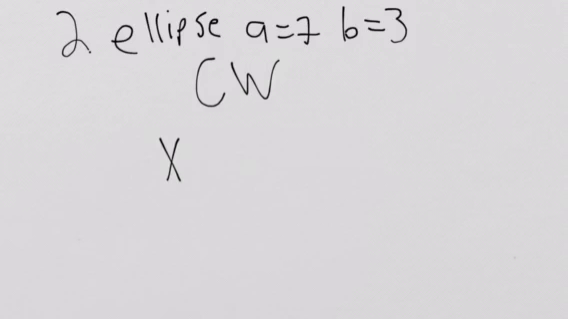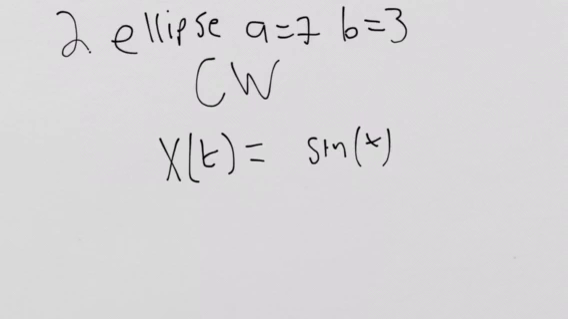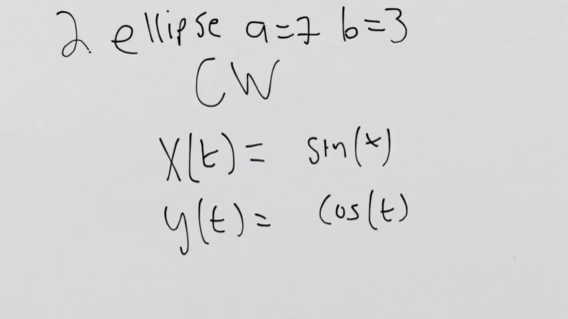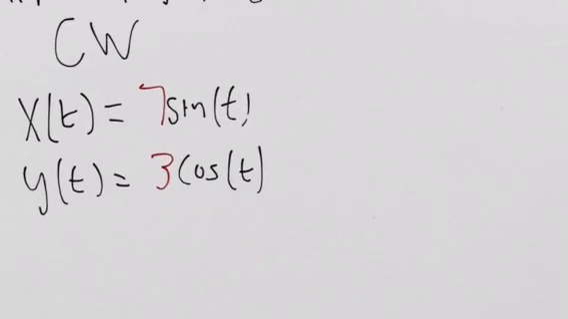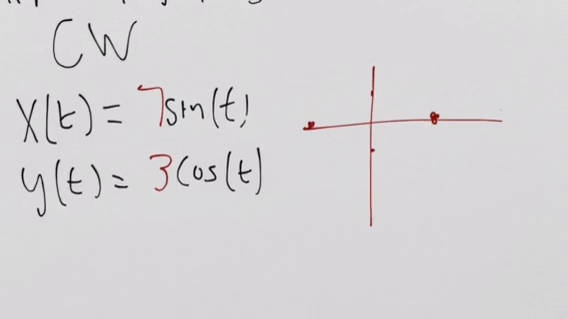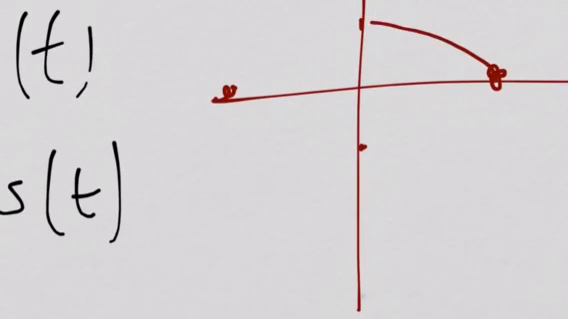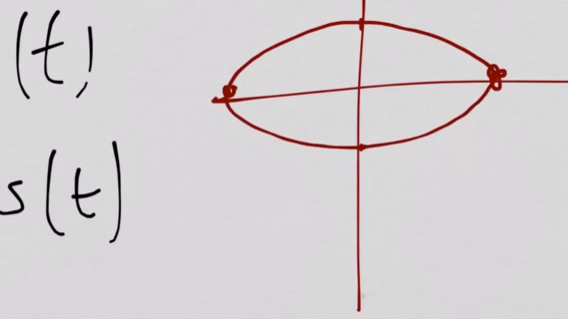So we know that x of t needs to be sine then, if it's going clockwise. And y of t needs to be cosine. And it doesn't actually matter where the 7 and the 3 go. Let's say that we make it 7 and 3. Then that ellipse would look like this. 7, -7, 3, -3. And we can draw our ellipse. Okay, and because sine comes first, this is going to be moving clockwise.